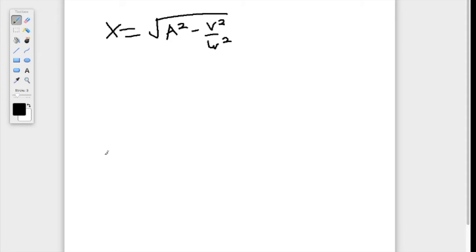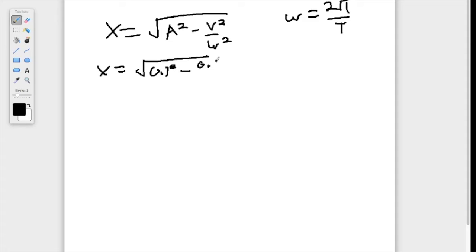Now I'm going to plug everything in. We know that w is just 2 pi over T. So we get x equals the square root of 0.3 squared minus 0.51 squared over (2 pi over 1.49) squared.